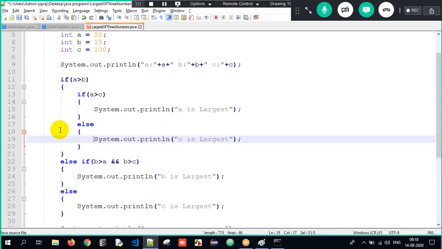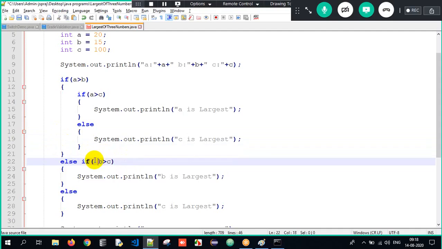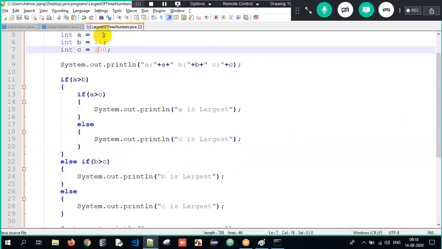Yeah, 100% I can explain it to you. Then later, if B is greater than C, obviously B is largest, else C is largest. This is all about it. I'm done actually speaking. So now let us try to derive it.